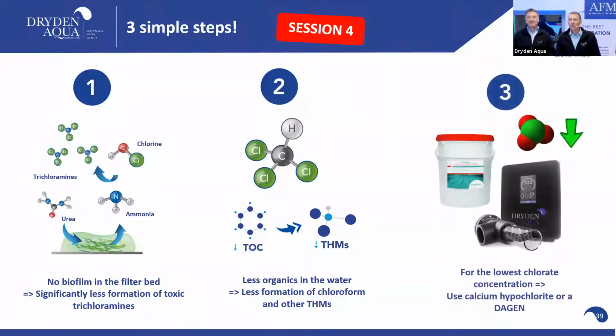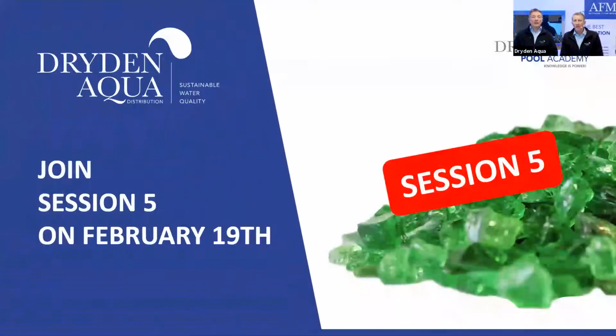So step number 3, in order to reduce your chlorate concentration, store your bleach in a cool, dark place. Use Cal Hypo. Store it short. Yeah. Use Cal Hypo, or in an outdoor pool, use ACO. And right, salt electrolysis. With salt electrolysis, you don't give time for decomposition. So that's good. Okay.